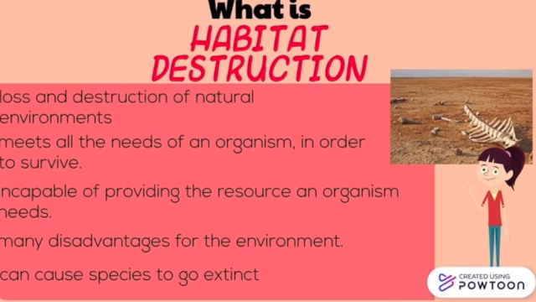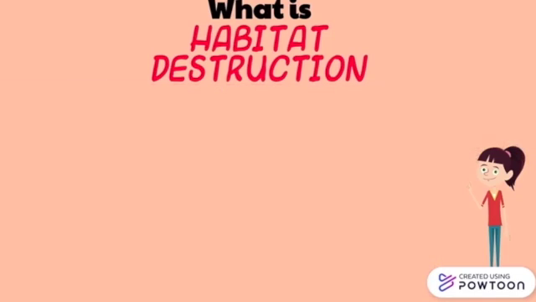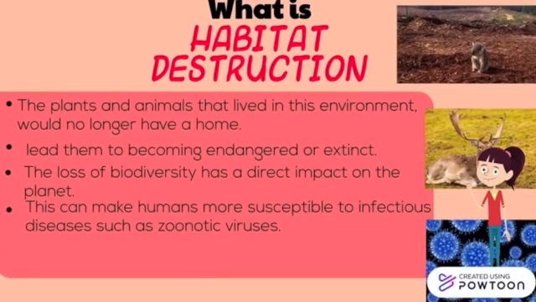When a habitat becomes destroyed, it may become incapable of providing the resources an organism needs. Habitat destruction can cause species to go extinct, which results in the loss of biodiversity. The plants and animals that once lived in an environment would no longer have a home. This could lead them to becoming endangered or extinct. The loss of biodiversity has a direct impact on the planet. This also affects us as humans.